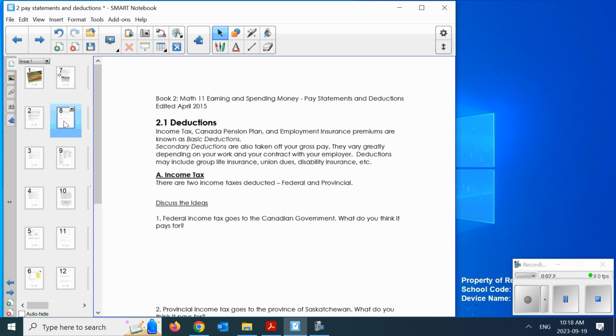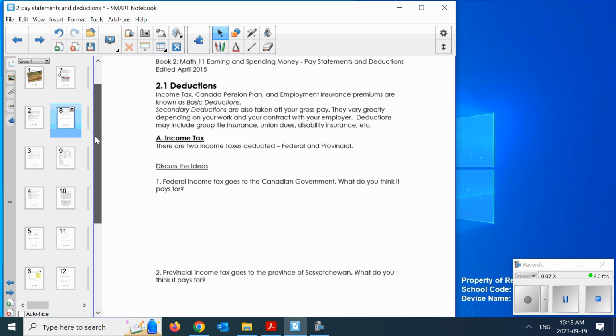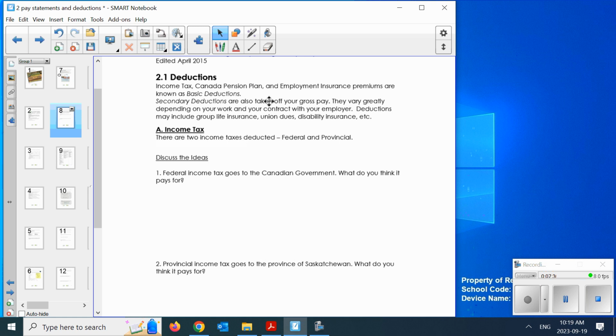So let's try some deductions. The math is fairly easy. It's subtraction. Basic deductions here, secondary are maybe some extra things your employer has added in there. And it's good things. I have life insurance. I pay union dues. I have disability insurance.